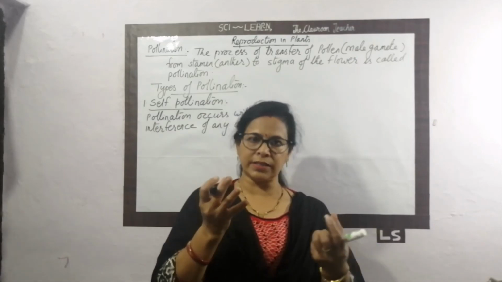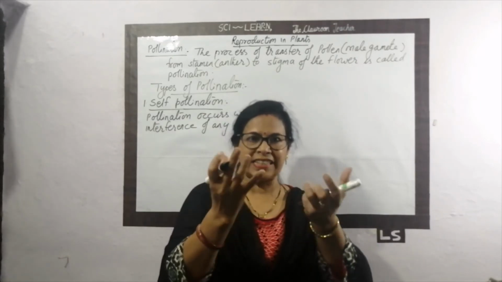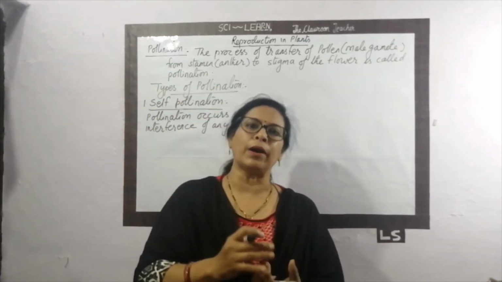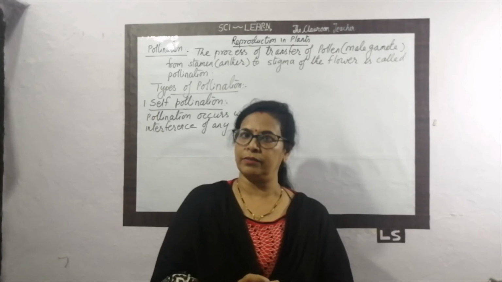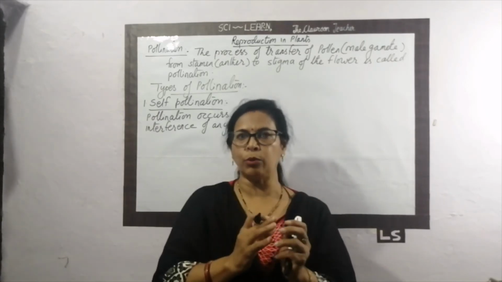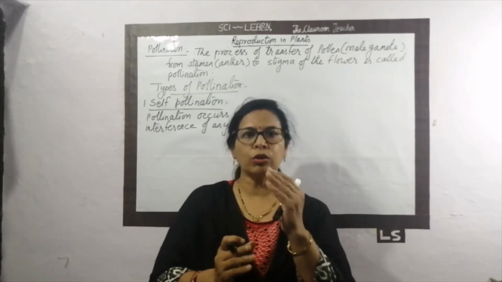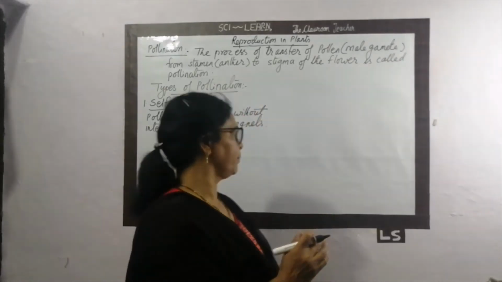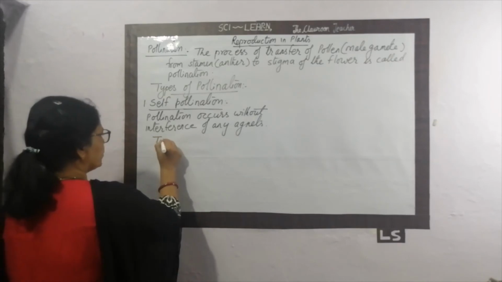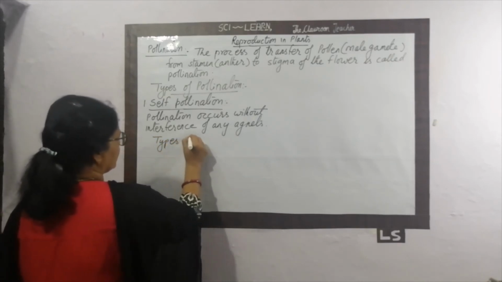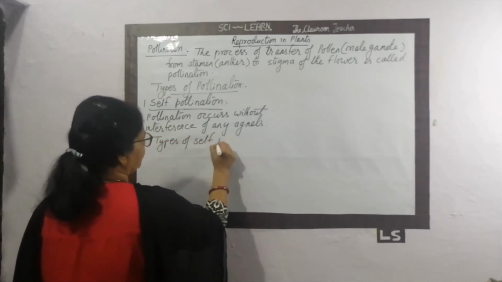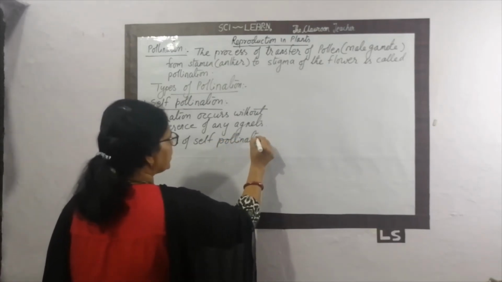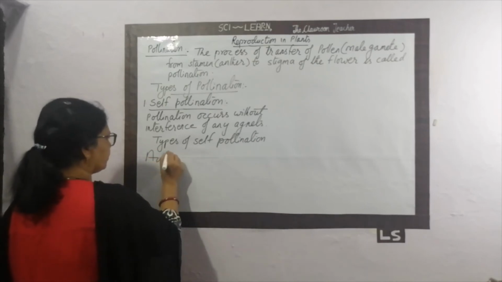Self-pollination means the anther is cracked, dehiscence is going on in the anther, and all the pollen falls onto the stigma part of the flower. On the basis of this, we are able to classify self-pollination into two types. One is called AUTOGAMY and the second is called GEITONOGAMY. So first is AUTOGAMY. These are the types of self-pollination. There are two types of self-pollination, and the first type is called AUTOGAMY.